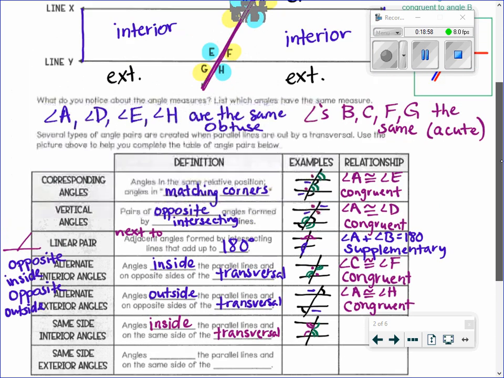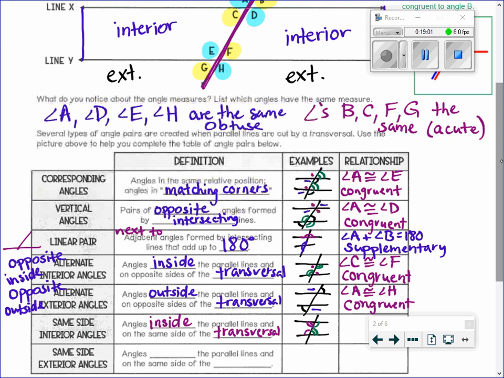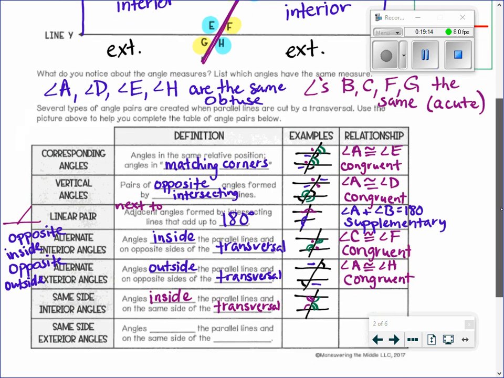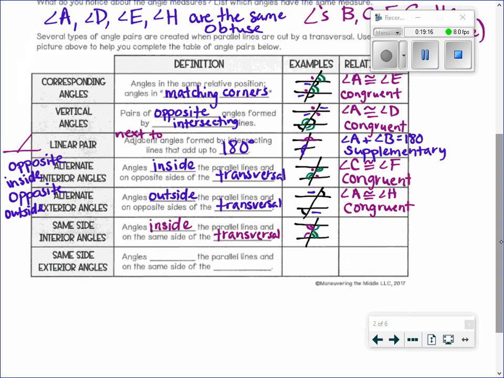So let's look at C. What is C same side interior to? E. Are they the same color or different color? Different color. So are they going to be the same size or supplementary? Supplementary. They're not congruent. They're going to be supplementary. So angle C and angle D, they're not equal to each other, but together they're going to add up to equal what? 180. They are supplementary.